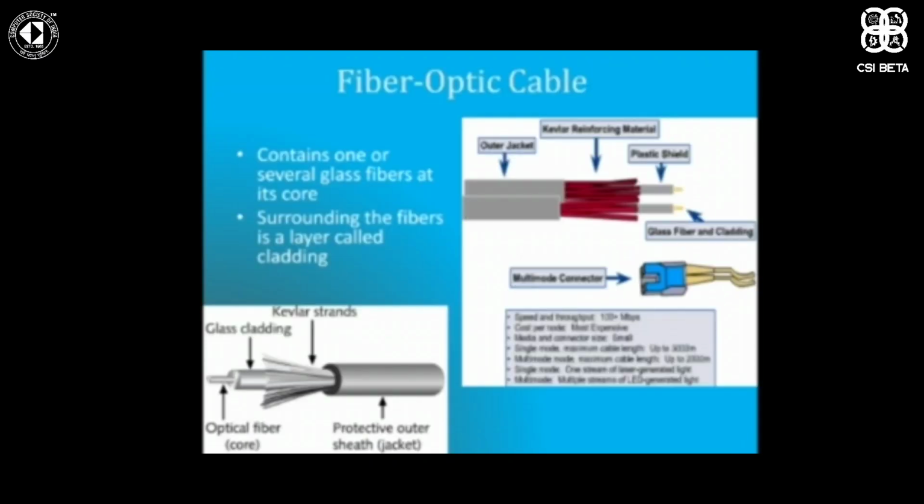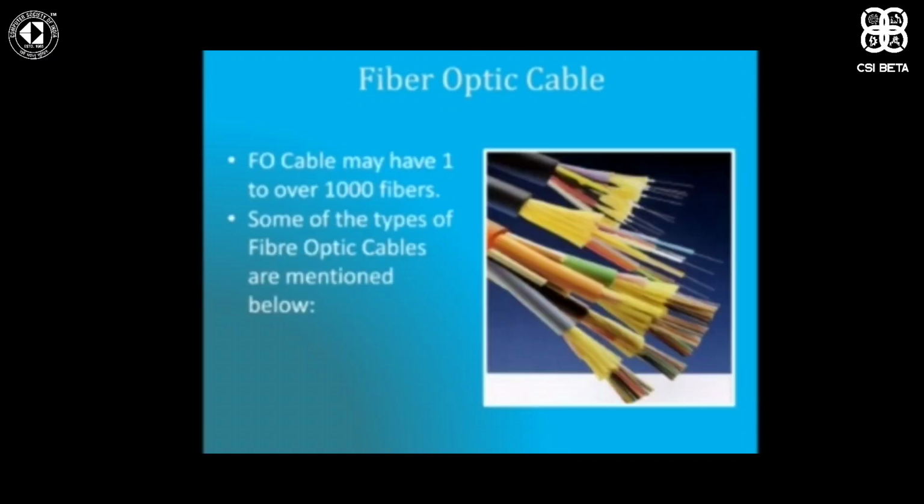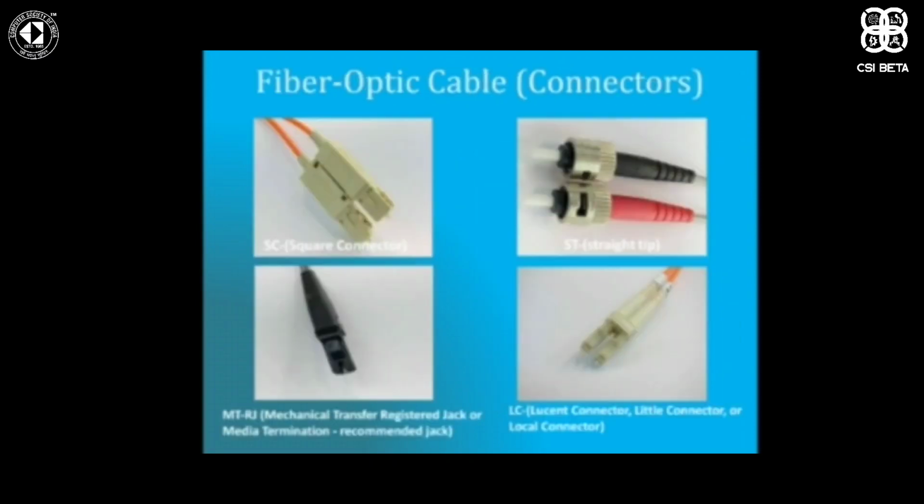Fiber optic cable. It contains one or several glass fibers at its core. Surrounding the fibers is a layer called cladding. FO cable may have 1 to over 1000 fibers. Some of the types of fiber optic connectors are mentioned below with their pictures.